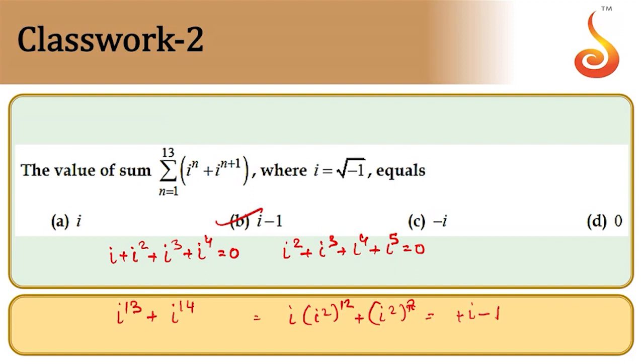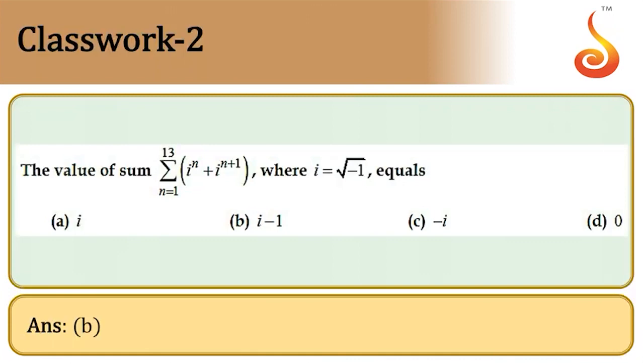So every group of 4 will always be 0. The next 4 will also become 0, like i to the power 5 plus i to the power 6 plus i to the power 7 plus i to the power 8 will become 0. So only i to the power 13 and i to the power 14 are left over in this case. So option B is correct.